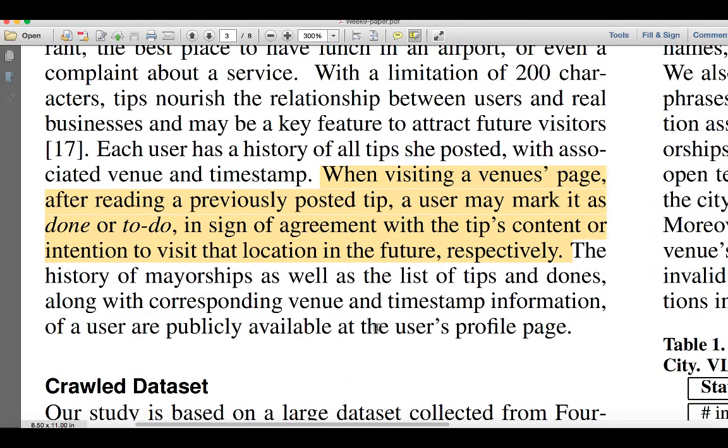So when visiting a venue's page after reading a previously posted tip, a user may mark it as done or to-do, in sign of agreement with the tip's content or intention to visit the location in the future. Right. So it's essentially saying that, oh, I saw this tip, the tip is very useful for me, so I click a button which is done. Or you say that you want to keep it as a to-do, which is, I want to go to this place in the future.